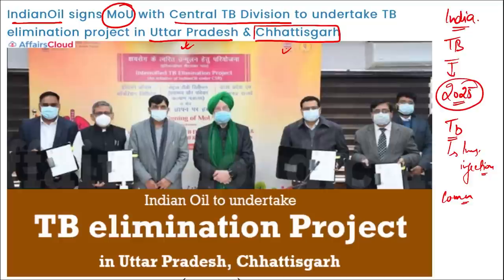Now, the question can be asked: recently, Indian Oil and the Central TB Division were working to eliminate TB from which two states of India? Those states are Uttar Pradesh and Chhattisgarh. The names of these two states are really important, friends. Apart from this, remember the names of the organizations, that is Indian Oil and the Central TB Division.